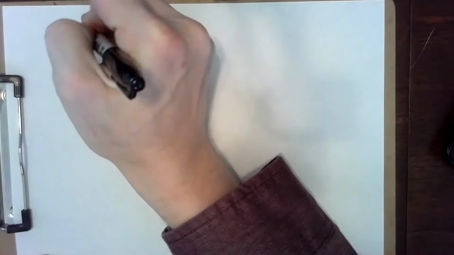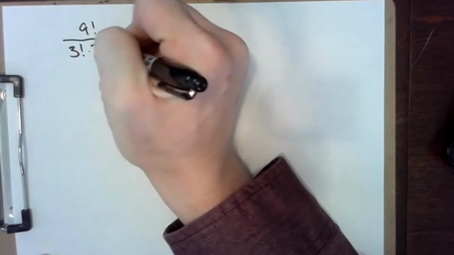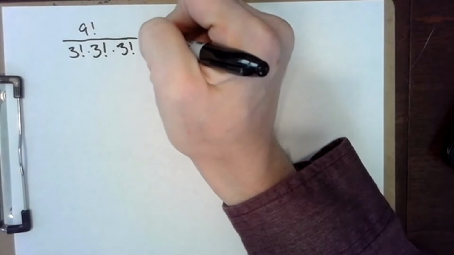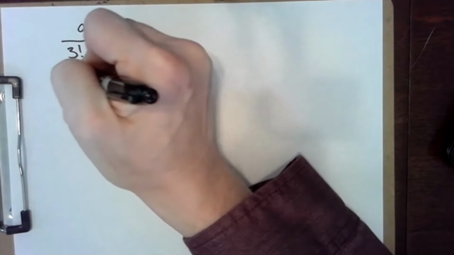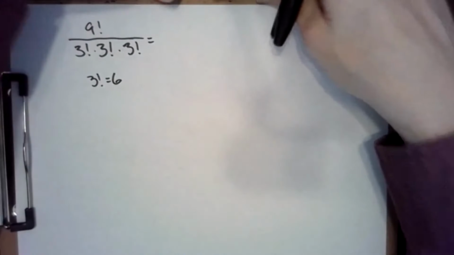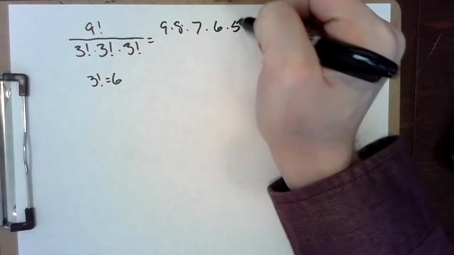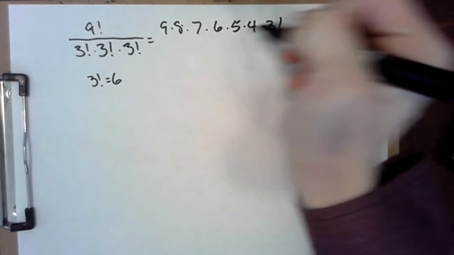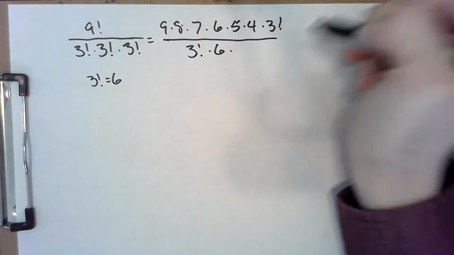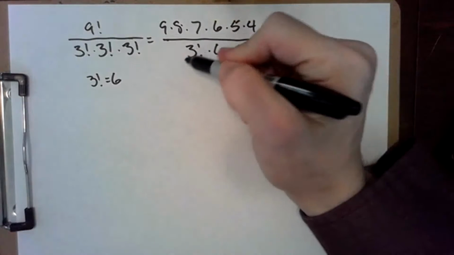So basically, we are looking at 9 factorial over 3 factorial times 3 factorial times 3 factorial. Okay, well, it helps us to know that 3 factorial equals 6. Because then when we write this out, we can do this a little more easily. That's 9 times 8 times 7 times 6 times 5 times 4 times 3 factorial over 3 factorial times 6 times 3 times 2.